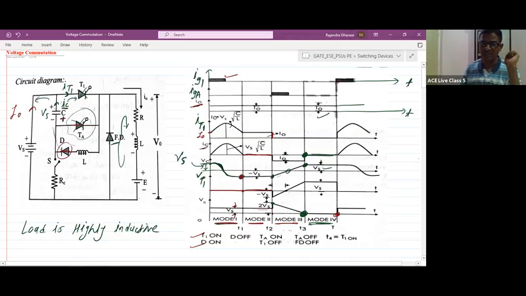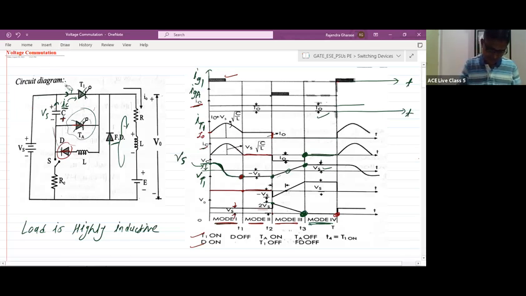In the voltage commutation technique, why is the SCR turning off? Due to the high reverse voltage maintained across the SCR. Now, let me again repeat it. Please concentrate. I am repeating the operation.